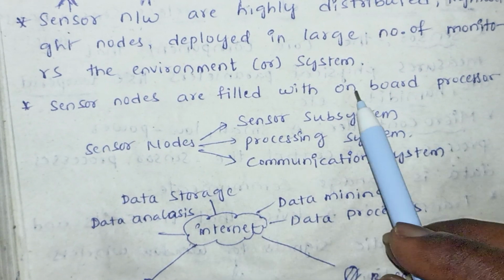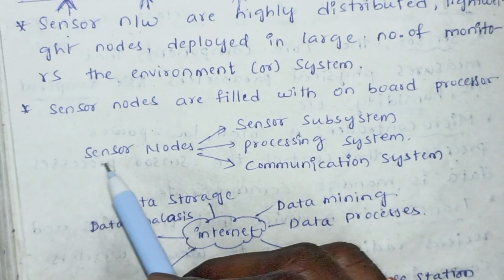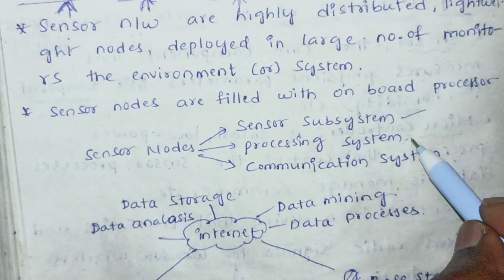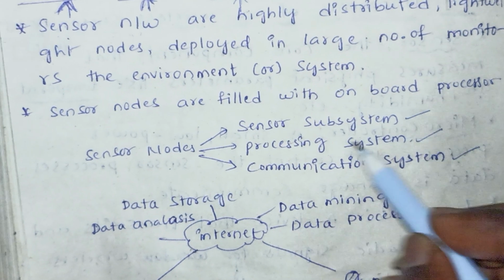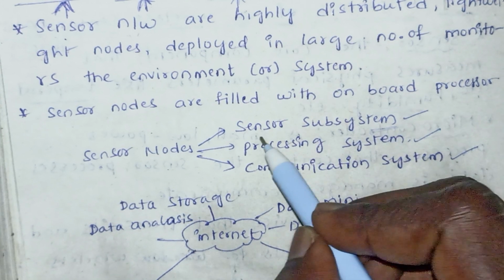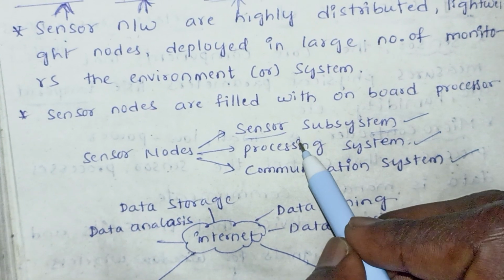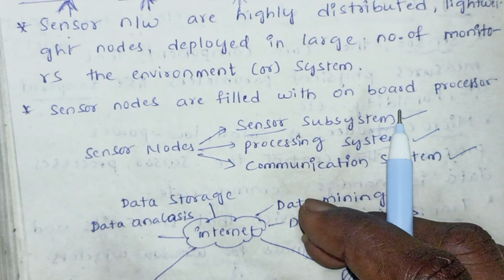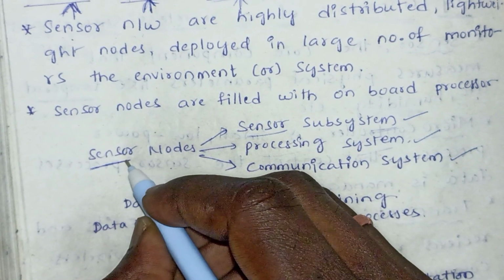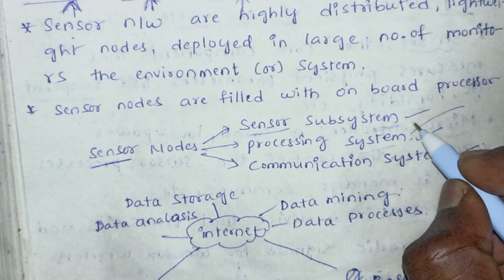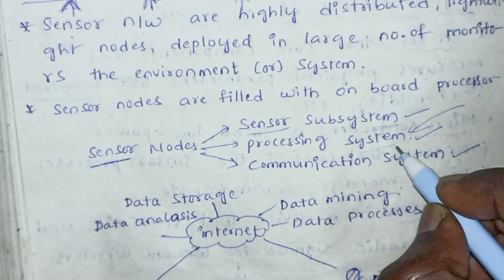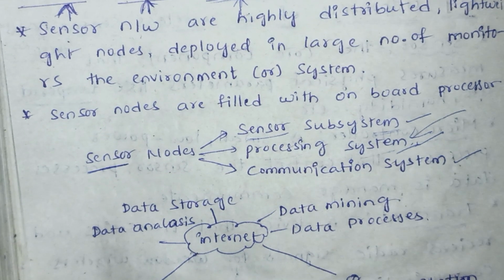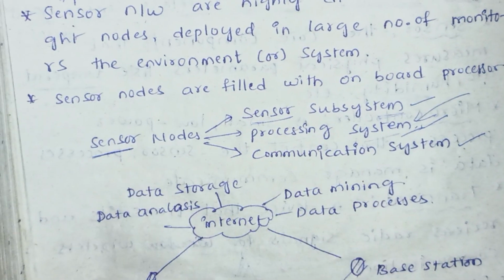Okay, next, sensor nodes are equipped with an onboard processor. Sensor nodes have a sensor subsystem, a sensor processing system, and a communication system. The processing system is whatever processes the data. The sensor can give some data, it can process the data, and it can give it to the user through the internet. This is nothing but the sensor data.